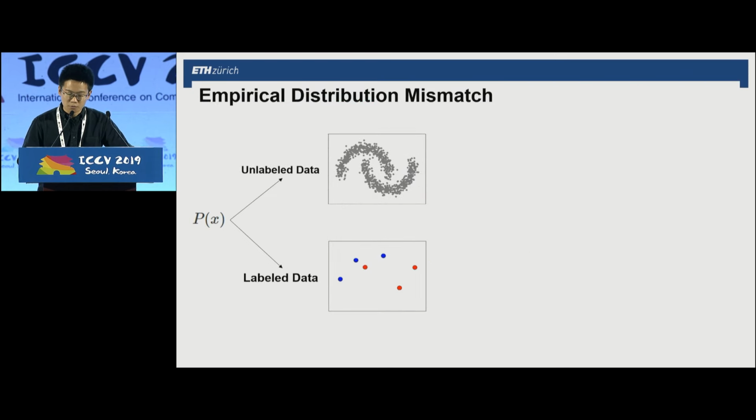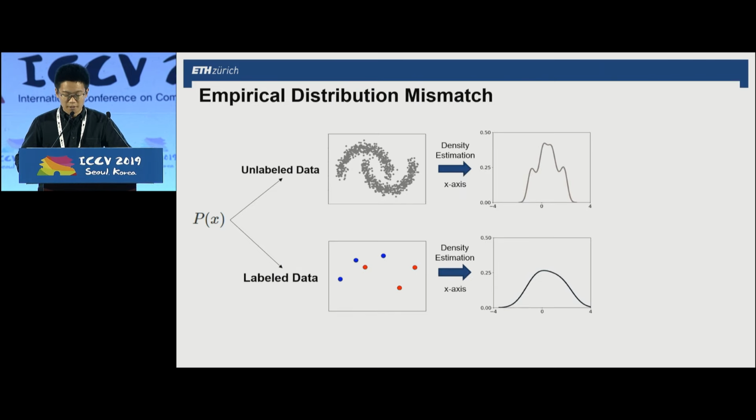So take a look at the two-moon again. We sampled labeled and unlabeled data from the same distribution. The large number of unlabeled data can well describe the underlying distribution. However, the limited amount of labeled data can hardly describe the two-moon. By applying kernel density estimation on the x-axis, we can better see this considerable empirical distribution mismatch.